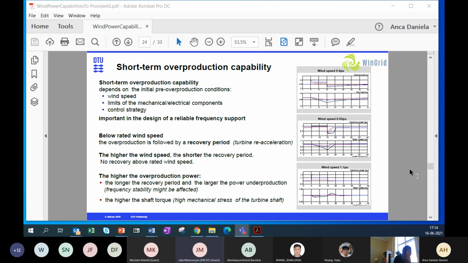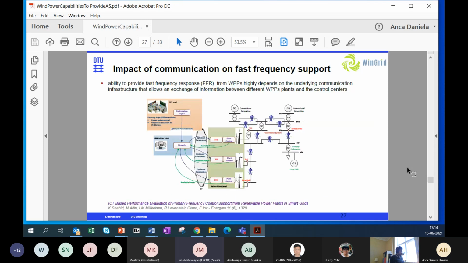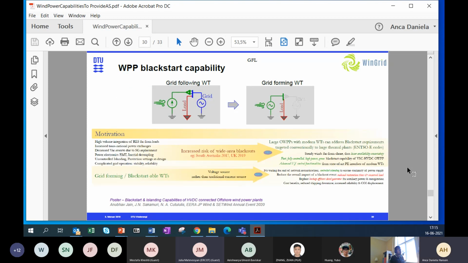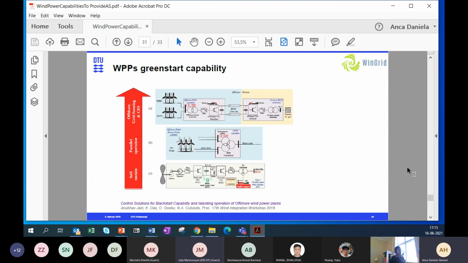Hi again. Anca, I wanted to ask, where you were showing black start from wind turbines, is there some initial source of energy used to power auxiliaries? You might have mentioned it, I just missed it. I didn't catch it. Is there some source to power up auxiliaries in the very beginning for a wind turbine, like a battery or something else?